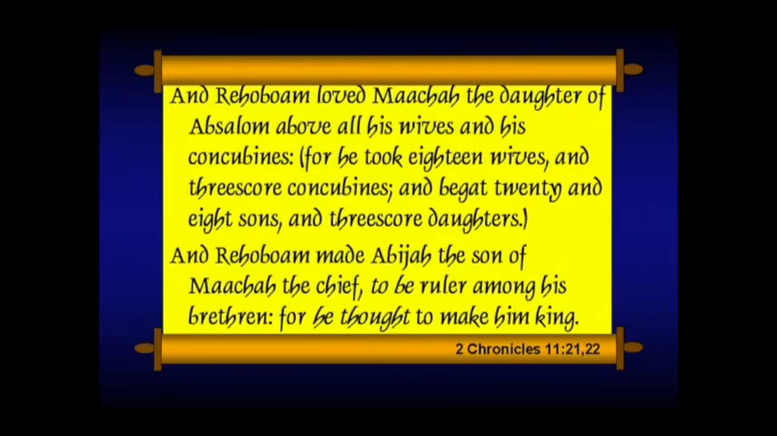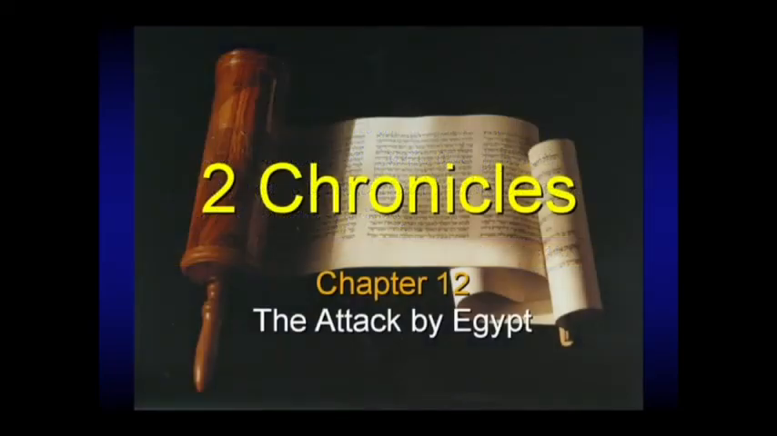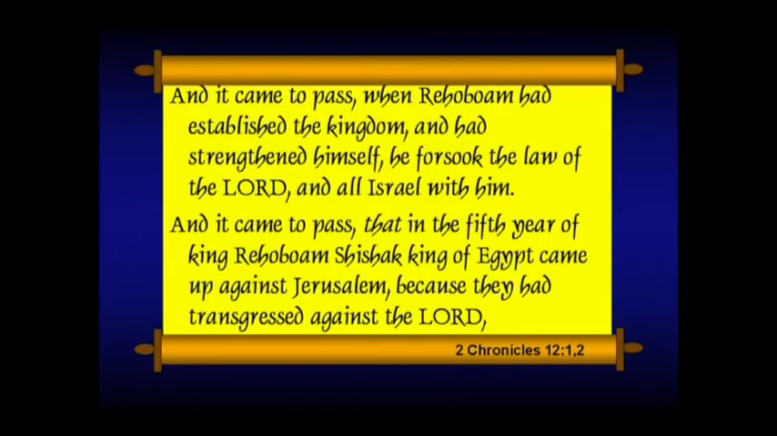And begot 28 sons and 60 daughters. And Rehoboam made Abijah, the son of Maacah, the chief, to be ruler among his brethren, for he thought to make him king. He dealt wisely and dispersed all his children throughout the countries of Judah and Benjamin unto every fenced city, and he gave them victual in abundance, and he desired many wives. So everything's going swell, it would seem, until we get to the end of Rehoboam. We have an attack by Egypt that God uses here. It came to pass when Rehoboam had established the kingdom and had strengthened himself, he forsook the law of the Lord. See, that's his mistake.